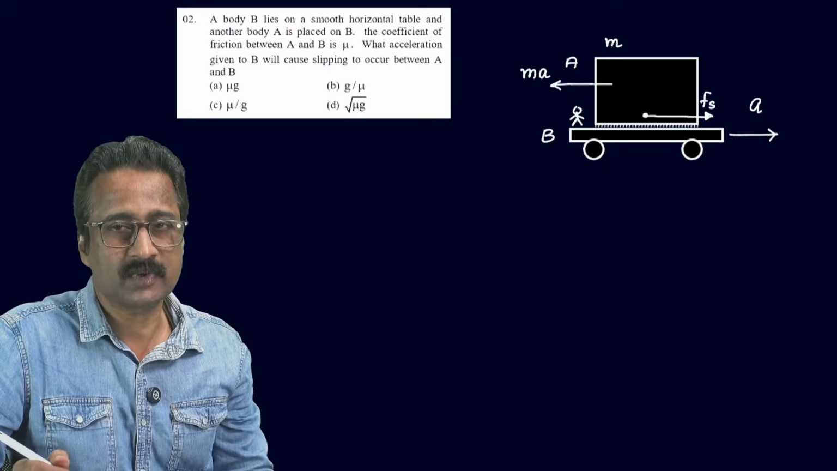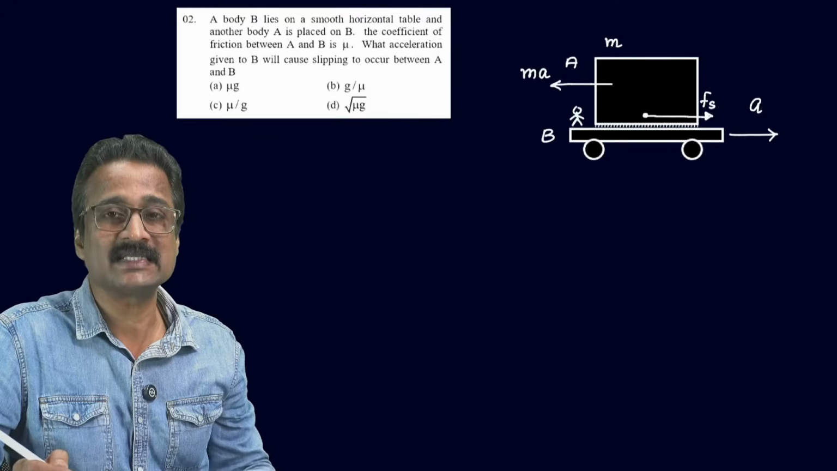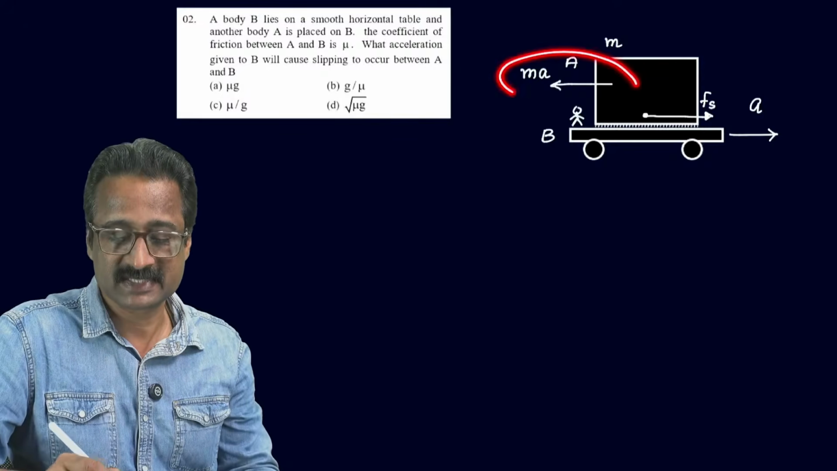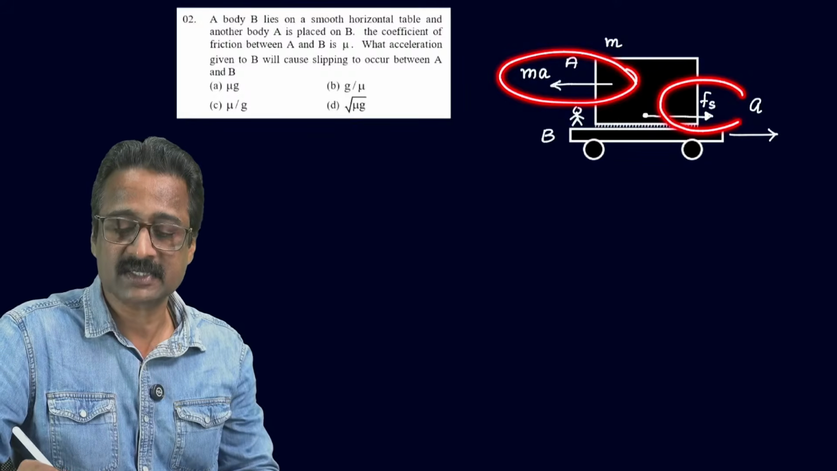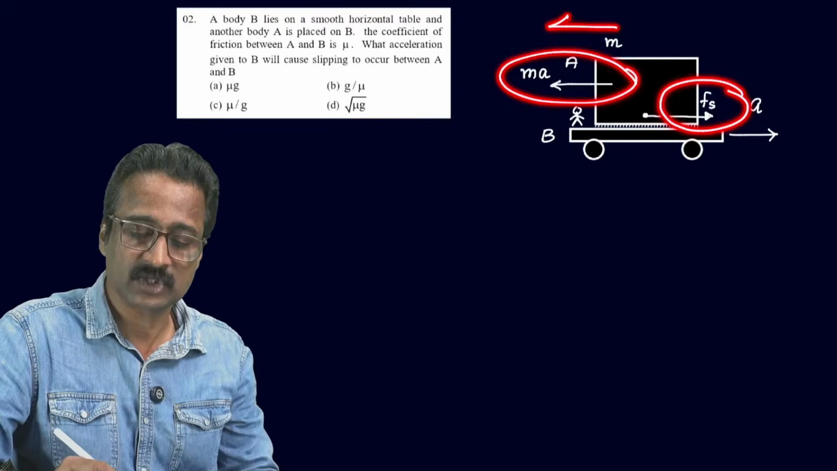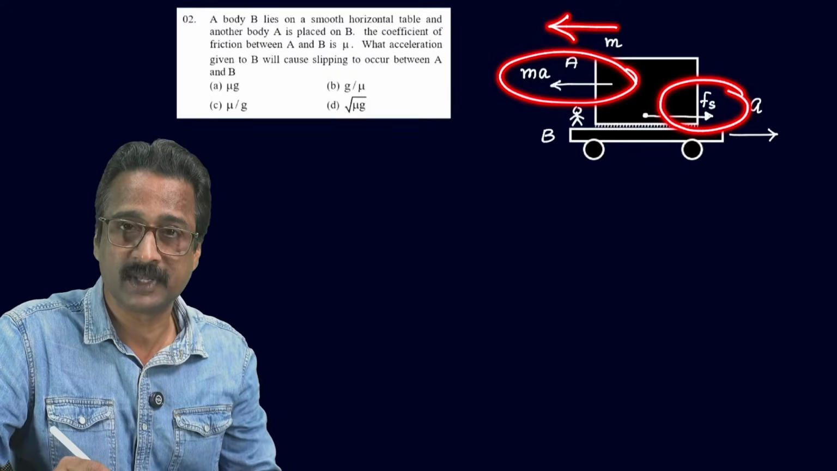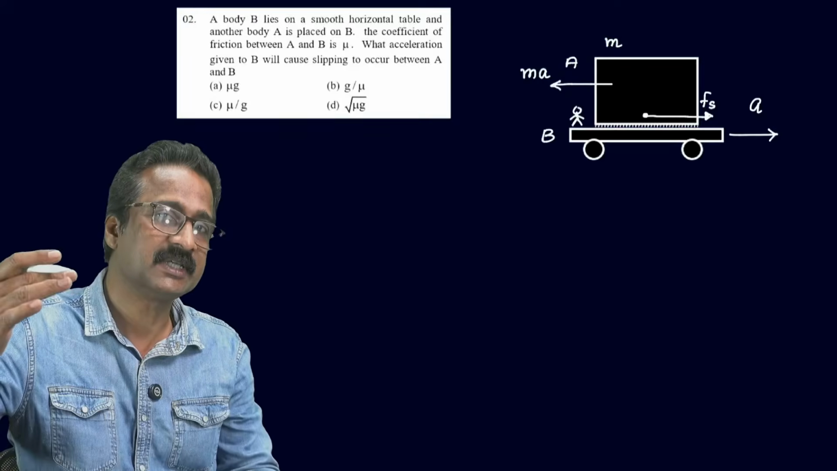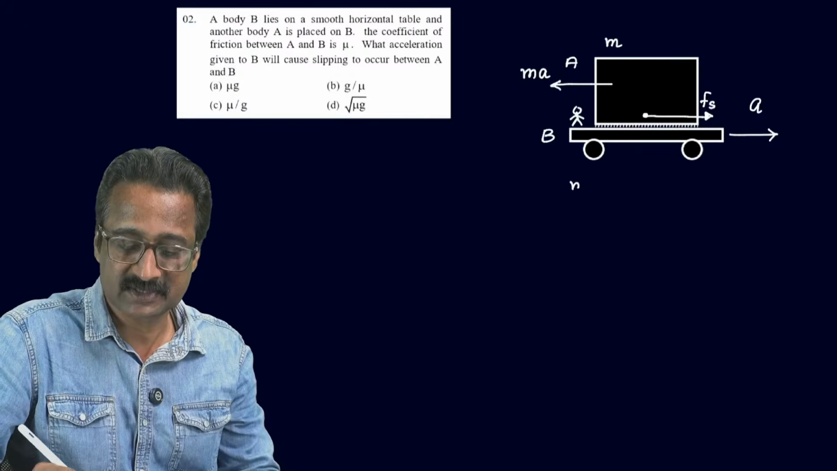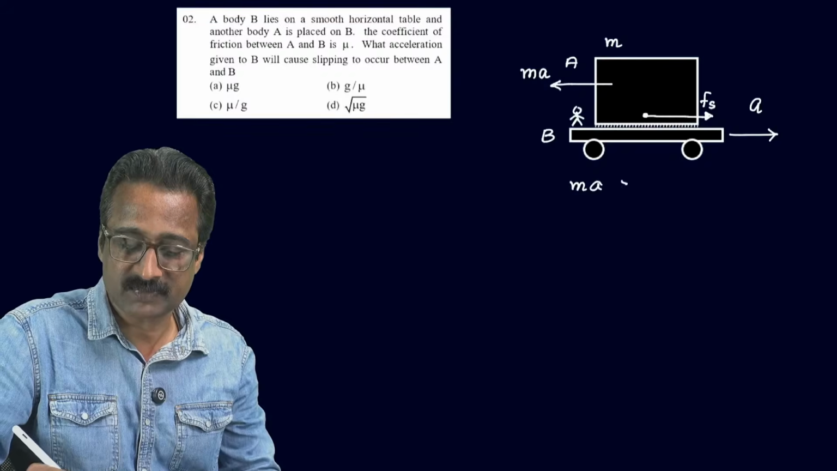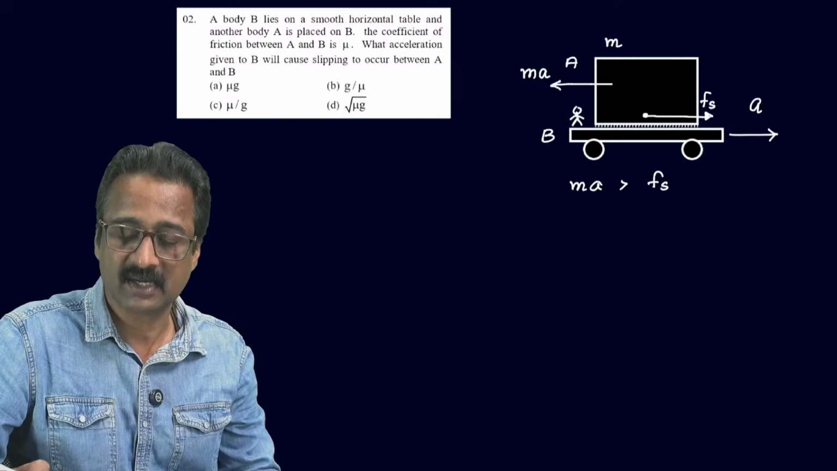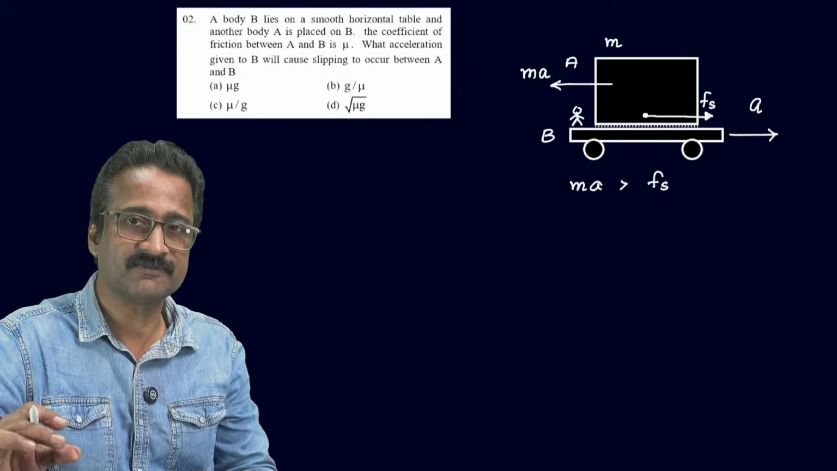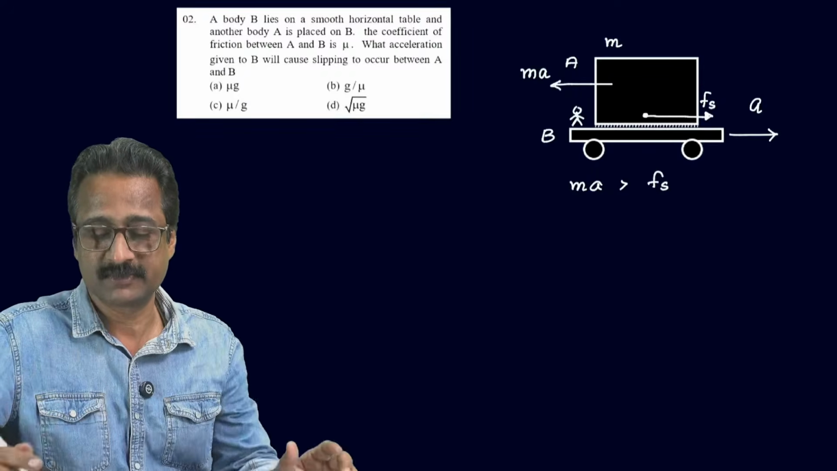What we want is slipping. The question is, what is A required so that the body starts slipping backward? So the condition is that this ma must be larger than Fs for this body to slip backward with respect to the frame. That's what I'm writing, because they ask you what is the A for which the body starts slipping. So here is the condition: ma must be larger than Fs, the limiting friction. It is the maximum friction possible between the two surfaces.